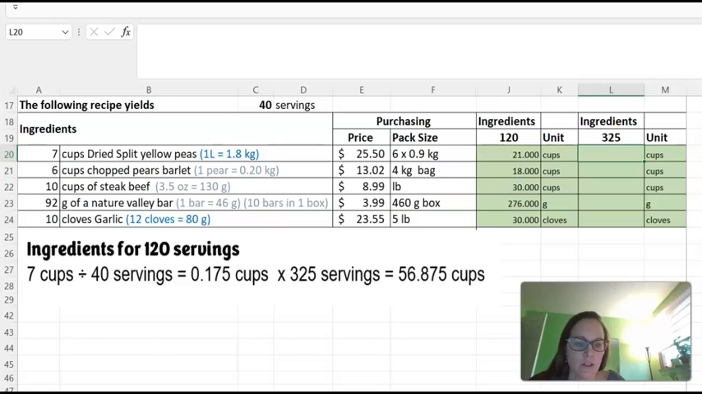And to enter our calculations into Excel here, we're going to do our absolute cell referencing for the common numbers. So we're doing our equal sign, and then we're going to click on the 7, and then we're going to divide by 40, and then we're going to multiply by our 325. We're going to go back to our C17 cell, and we're going to add absolute cell referencing, and we're going to add it again here, and then we're going to press enter, and we get 56.875 cups. Now we can drag that down and we have all of our ingredients for 325 servings.